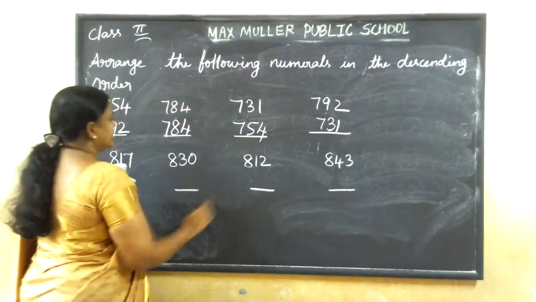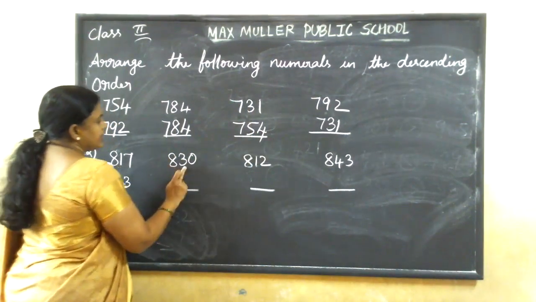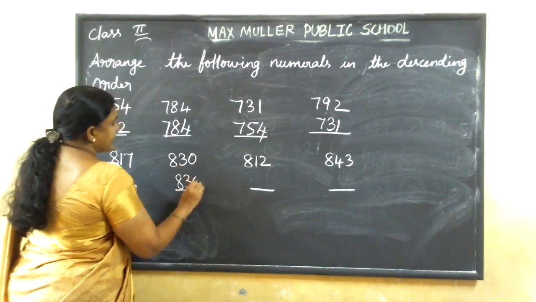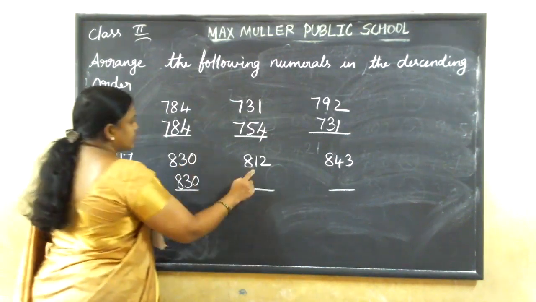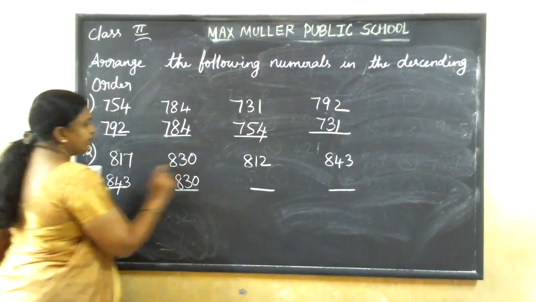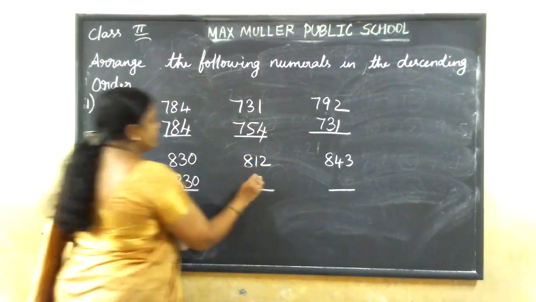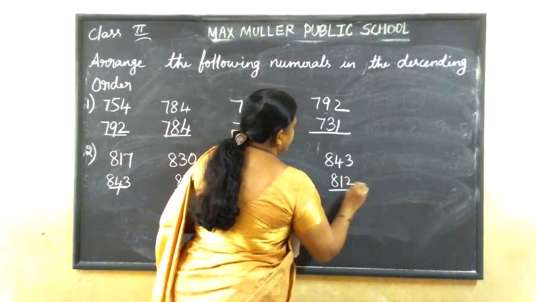So we finish that number. In these 3 numbers, which one is the big number? Here 1, here 3, here 1. 3 is the big number. So we'll write 830. See, in tens place, here 1, here also 1. If both the numbers are the same, we'll go to the ones place. Here 7, here 2. Which one is bigger? 817 is the bigger number. After that, you will write 812.